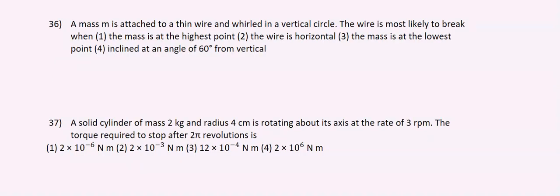36th question. The mass M is attached to a thin wire and whirled in a vertical circle. The wire is most likely to break when: 1. The mass is at the highest point. 2. Wire is horizontal. 3. Mass is at the lowest point. 4. Inclined at an angle of 60 degrees from the vertical. Now let us quickly solve this.